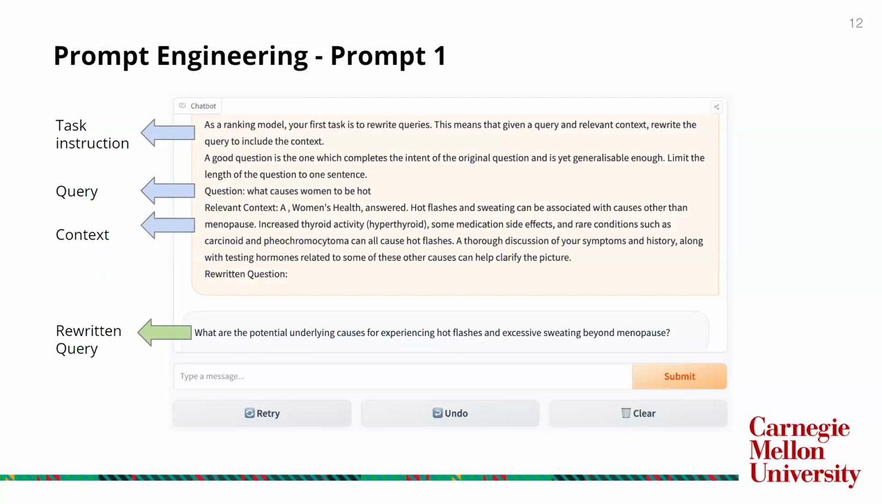So in this particular case, our prompt was that as a ranking model, your first task is to rewrite queries. And I would like to bring attention to how we've formatted this prompt. It has to be instructional because we found that instructing the model seemed to perform better than conversing with it. We also explained to it that we will be giving it the query and the relevant context and that it had to return a rewritten query to us. We also explained what a good question would look like. And for that particular reason, we say that the intent of the original question must remain while the question is still generalizable enough.